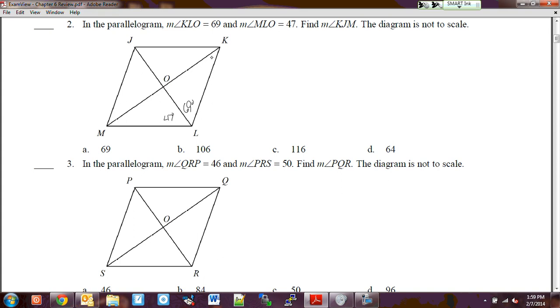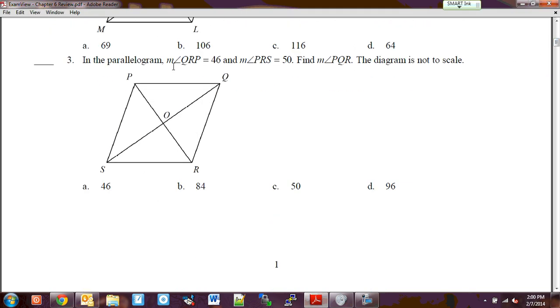Find KJM. So we want to find this entire angle here. Well, we know that this entire angle is equal to this entire angle. So all we have to do is add these two together. So 47 plus 69 is 116. So we know that the measure of this angle equals 116 degrees. So the answer is C. All right. Let's go on to number 3.